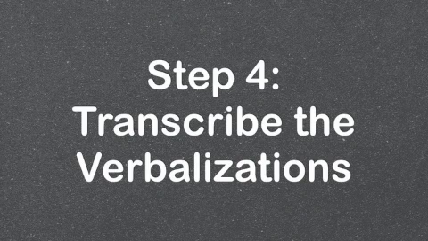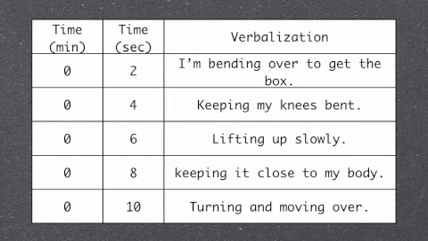Step 4. Transcribe the verbalizations. Creating a spreadsheet will be a good way to transcribe for this task of verbalizations. Since the overall task was fairly fast-paced, we can use a time index of 2-second increments for the rate of verbalization. We recorded the appropriate time intervals for each verbalization demonstrated during the task.